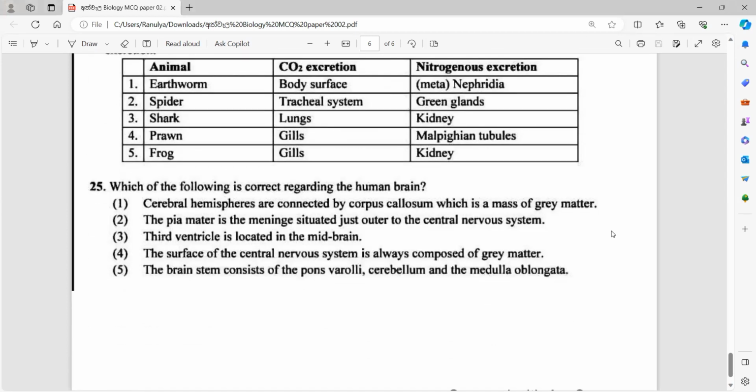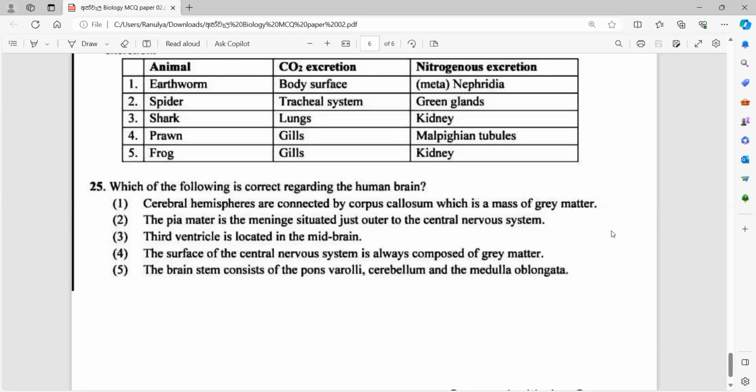Which of the following is correct regarding the human brain? Cerebral hemispheres are connected by corpus callosum, which is a mass of gray matter, no, white matter. That is incorrect. Pia mater is the meninges situated just outer to the central nervous system. Incorrect. Third ventricle is located in the midbrain. Incorrect. Surface of the central nervous system is always composed of gray matter? No. The brain stem consists of pons varolii, cerebellum and the medulla oblongata. That is also incorrect. For the 25th question, the answer should be the second answer.